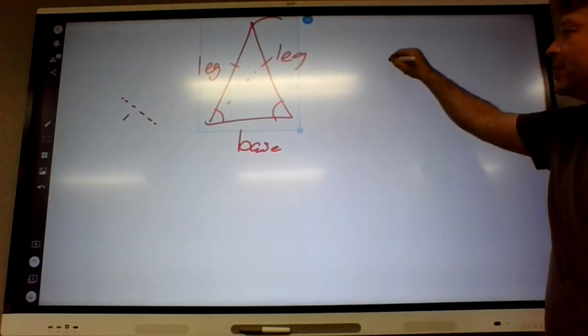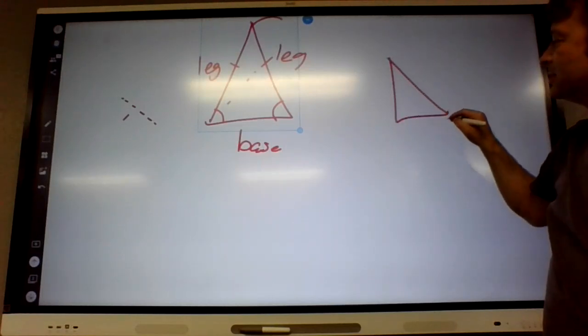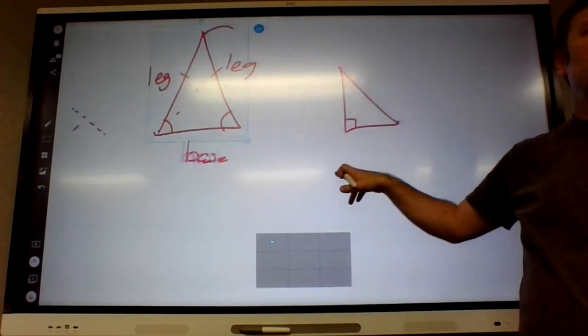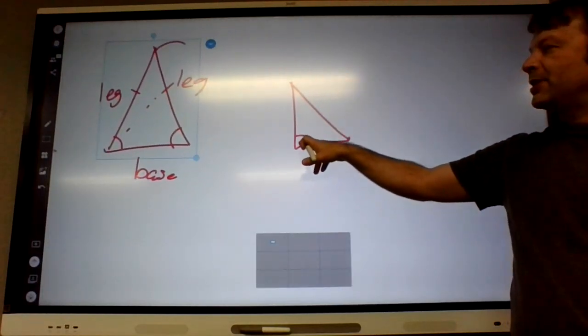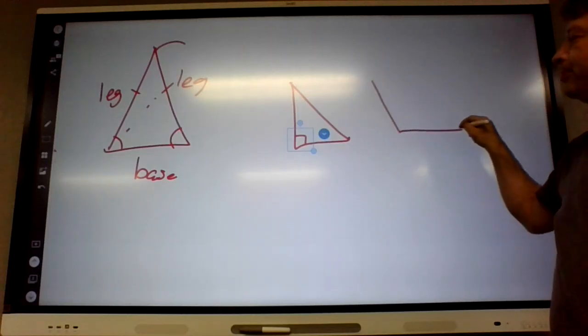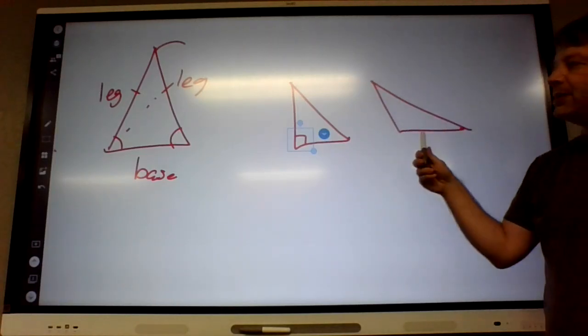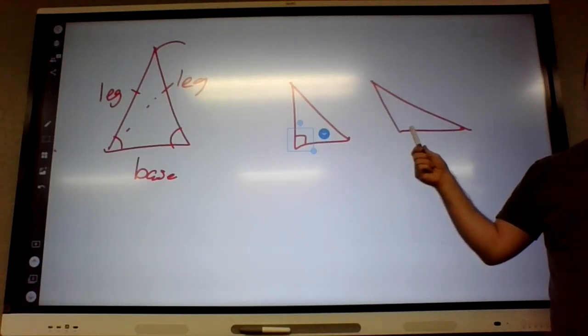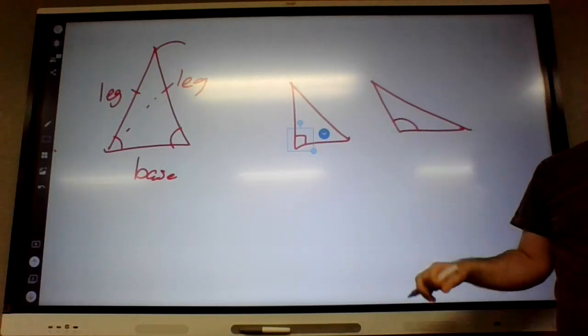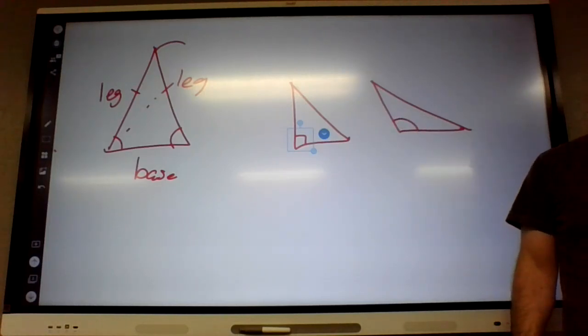What if there's one 90-degree angle? It's called a what triangle? A right triangle. If there's one angle bigger than 90, it's called a what? Obtuse.